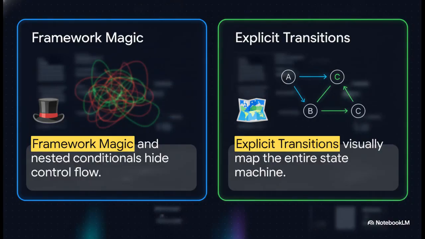And this right here brilliantly illustrates Burr's whole anti-magic philosophy. Instead of burying this crucial routing logic deep inside nested Python if statements, or even worse, handing control over to some black box framework magic, you make these transition paths mathematically explicit. The entire flow of your agent is completely transparent.